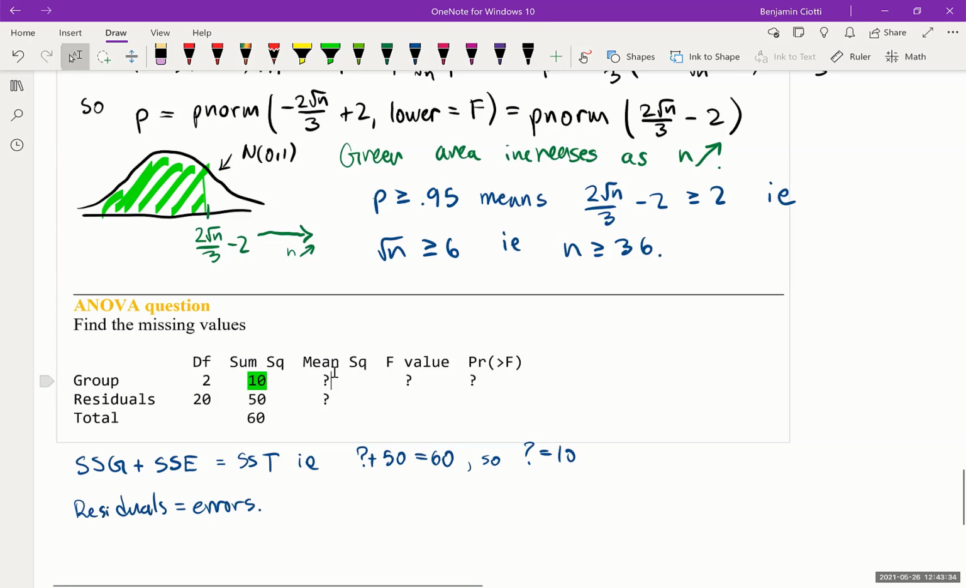Okay. What can we answer now? What else can we fill out? So good. The mean of the squares is the sum of the squares divided by... sorry, let me say that more carefully. The mean square of the groups is the sum of the squares of the groups divided by the number of degrees of freedom of the groups. So MSG, which is kind of delicious. So that's the sum of the squares of the groups.